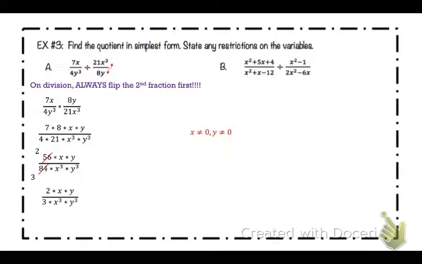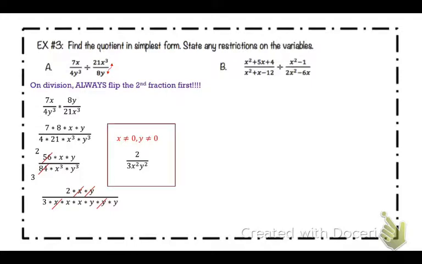Then I'm going to just write out all my x's, write out my y's. Those x's right there will cancel. Those y's will cancel. So you're left with 2 over 3 times x times y, which is 2 over 3x squared y squared. And that is your final answer there.